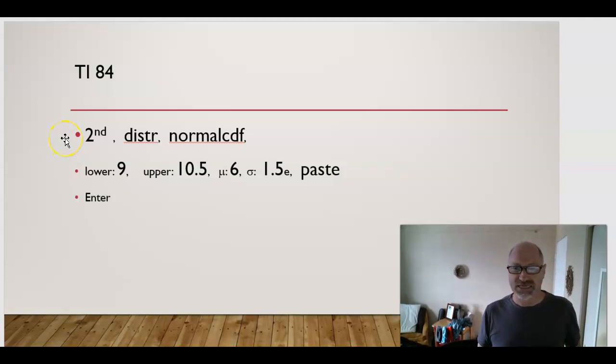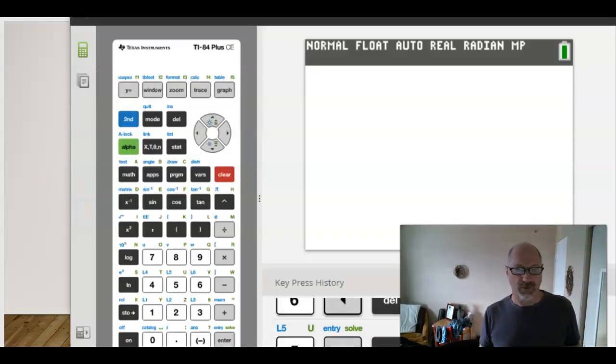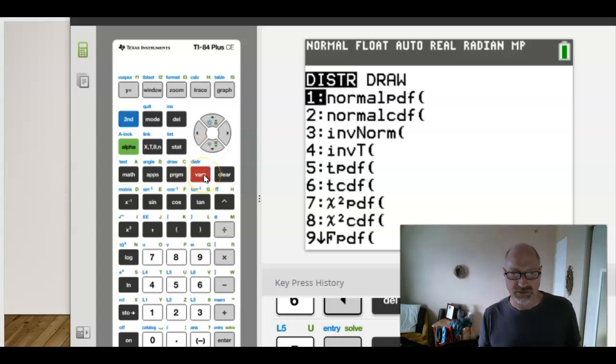First, you have to use the second key, then the distribution and the normal CDF in that distribution, the lower limit of 9, an upper of 10.5, mean of 6, a standard deviation of 1.5. So the key sequence is the second function key, then distribution, then the normal CDF, which is the second option here.